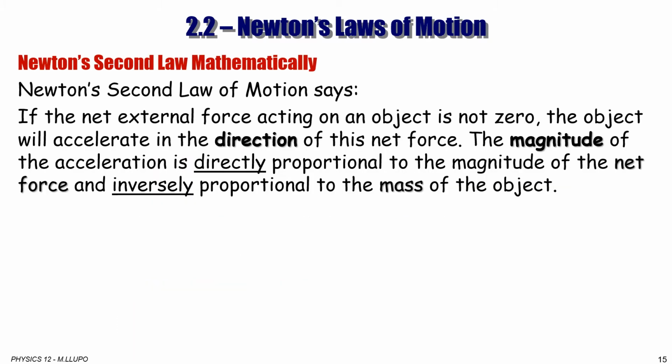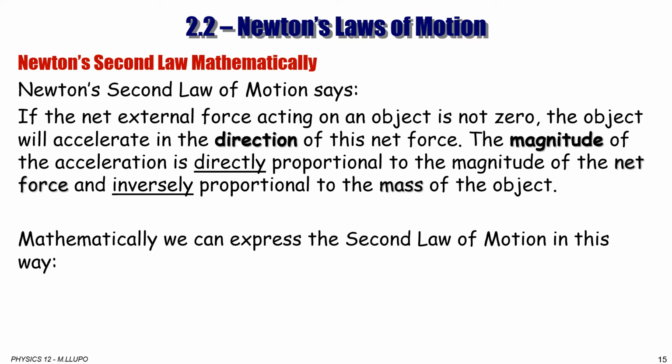Newton's second law of motion says that if the net external force acting on an object is not zero, the object will accelerate in the direction of the net force. The magnitude of the acceleration is directly proportional to the magnitude of the net force and inversely proportional to the mass of the object. So mathematically, we can express the second law of motion in this way. Acceleration is equal to force divided by mass. And you see the direction of the acceleration is the same as the direction of the force.